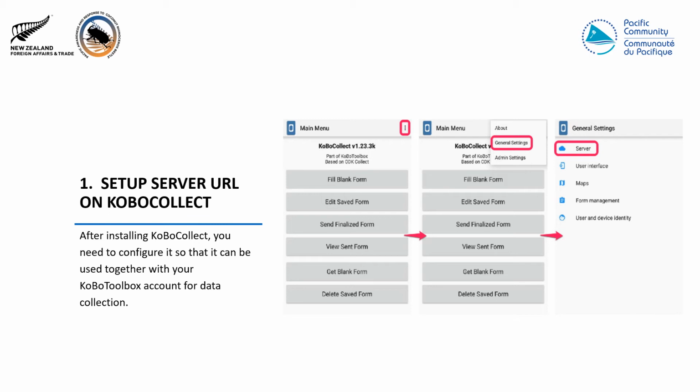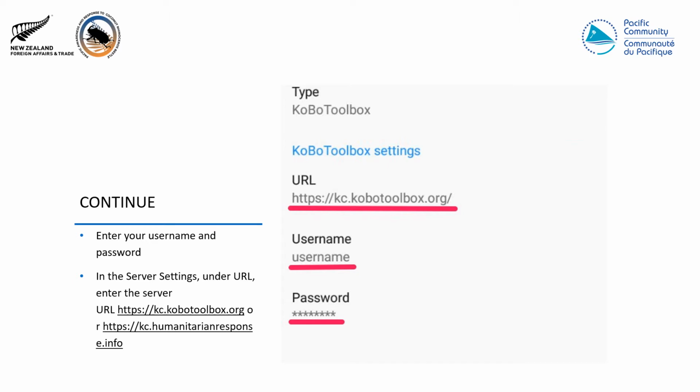On the Kobo Collect app, you should configure the app so that your username and password that you created on the Kobotoolbox site can be used. Part of the steps are detailed on the right. Enter your username and password and change the URL as shown on the right. Tap the back button to go back to the home screen of the Kobo Collect app.